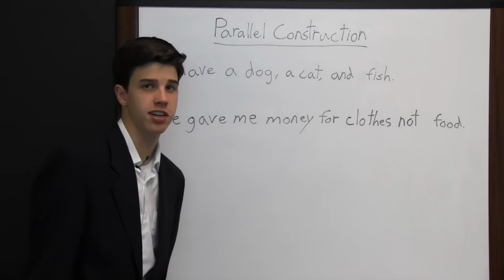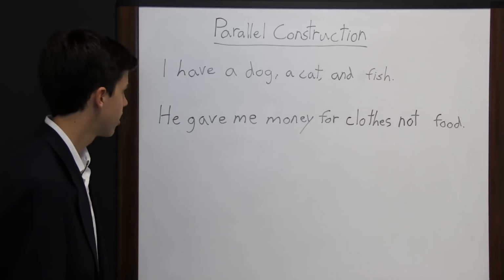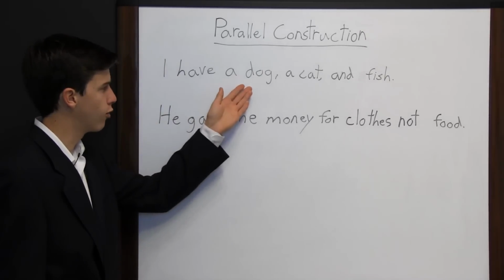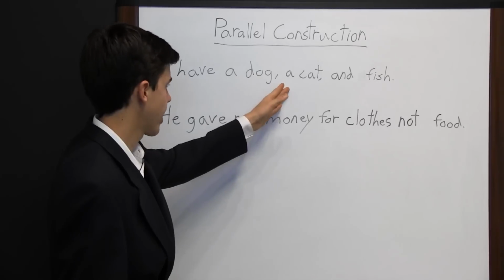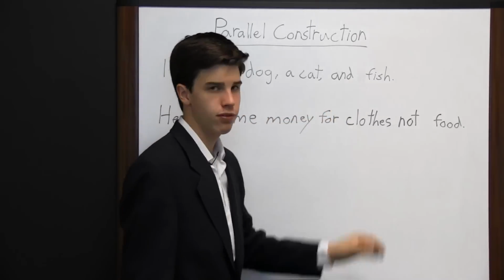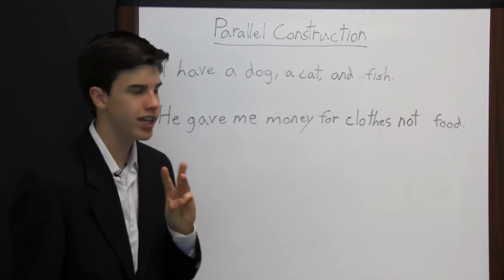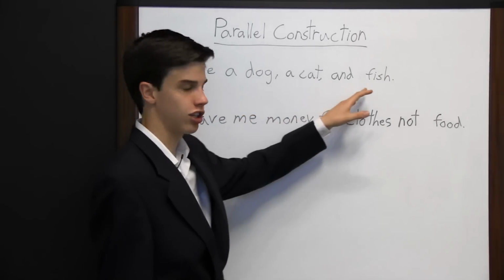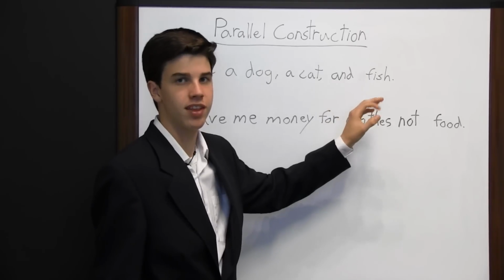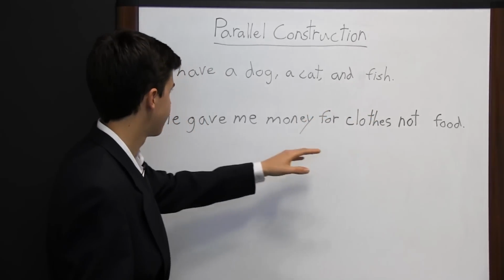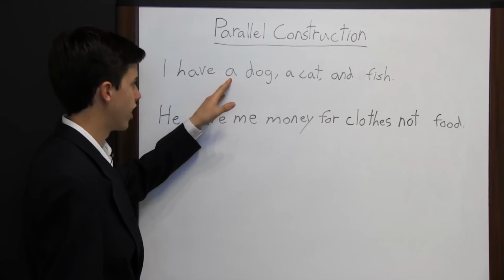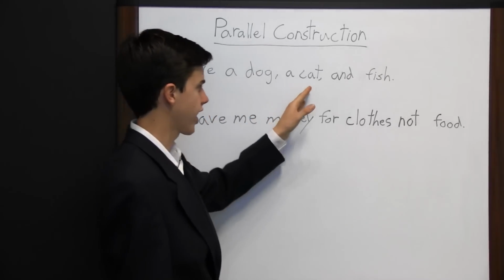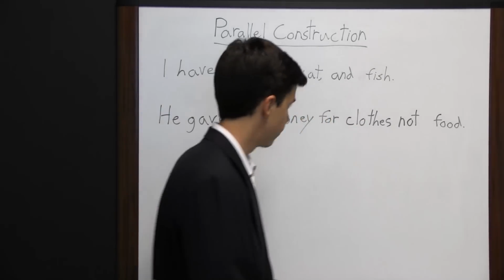So what's wrong with this sentence? This sentence may seem correct to you. But notice how the word "a" is before dog, the word "a" is before cat, but the word "a" is not before fish. Here we have 3 items in a list, so each item should be grammatically constructed the same as the other parts of the sentence. So here, since the word "a" is before dog and the word "a" is before cat, the word "a" should be before fish.